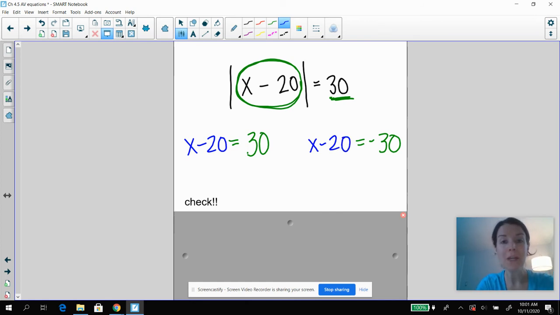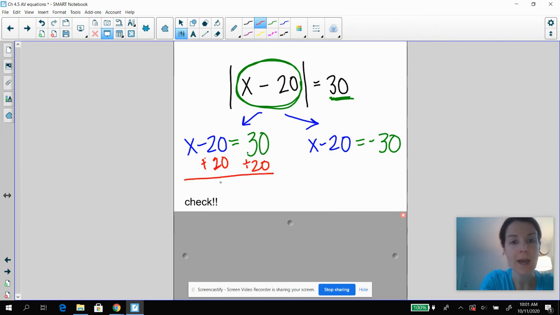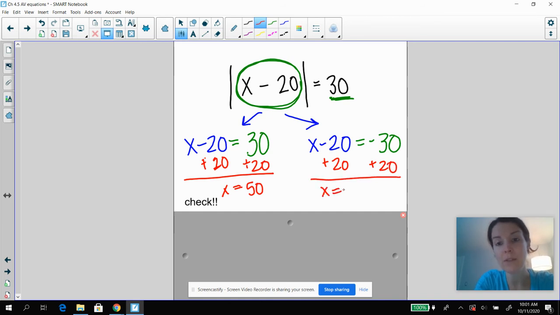All you do here is set up two equations. If we were to solve this, I'm going to add 20 to both sides. So add 20, add 20, and I get x equals 50. And on the right-hand side, I'm going to add 20, add 20, and I'm going to get x equals negative 10.